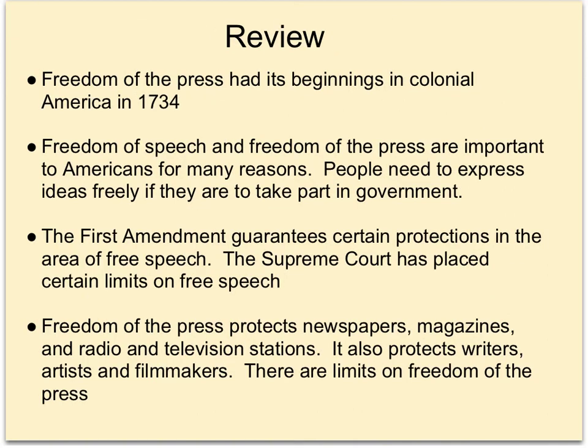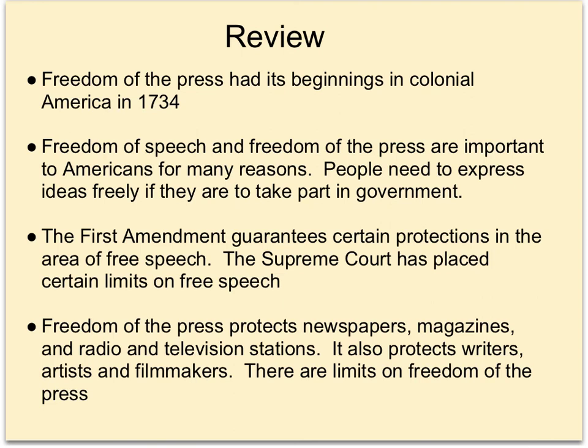In review, the freedom of press had its beginnings in colonial America in 1734. Freedom of speech and freedom of the press are important to Americans for many reasons. People need to express ideas freely if they are to take part in government. The First Amendment guarantees certain protections in the area of free speech. The Supreme Court has placed certain limits on free speech.